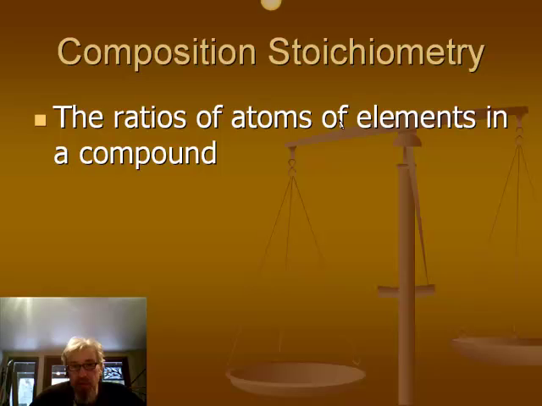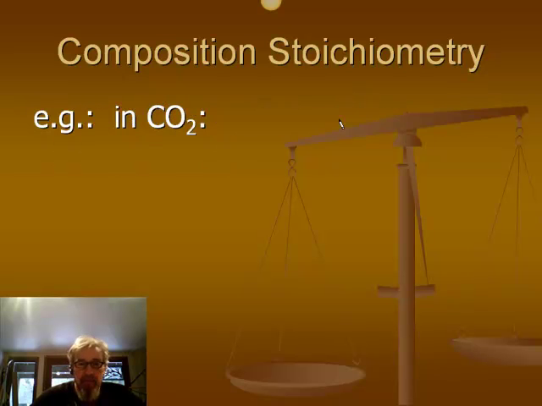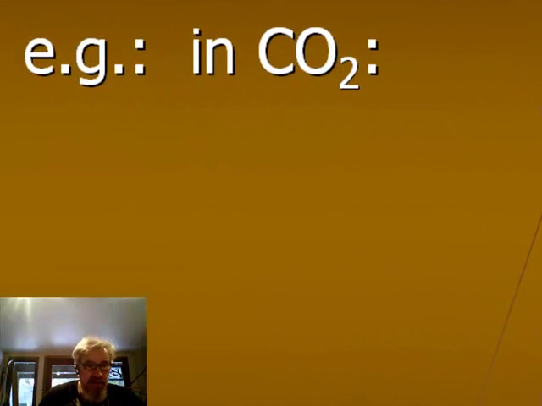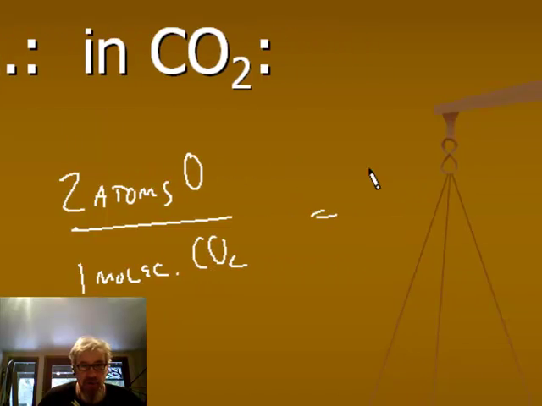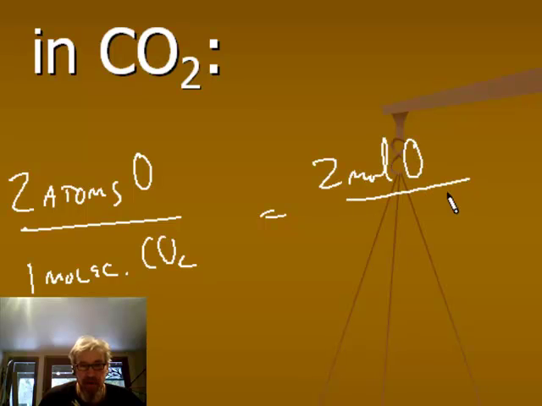One type of stoichiometry we've already been working with a bit. It's called composition stoichiometry, and this has to do with the ratios of atoms of elements in a compound. For example, in carbon dioxide, composition stoichiometry would show that there are 2 atoms of oxygen in every 1 molecule of CO2. Or it would also show that there are 2 moles of oxygen atoms in 1 mole of CO2 molecules. So if that's composition stoichiometry, you're fairly used to that. You've seen that before.